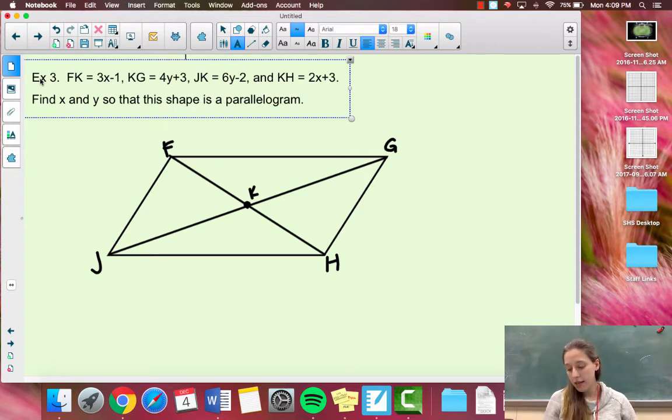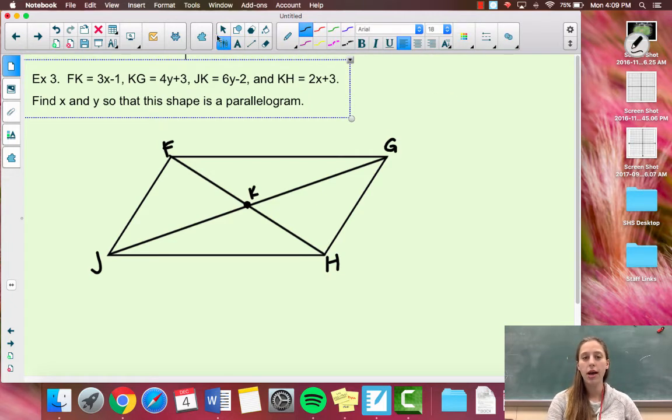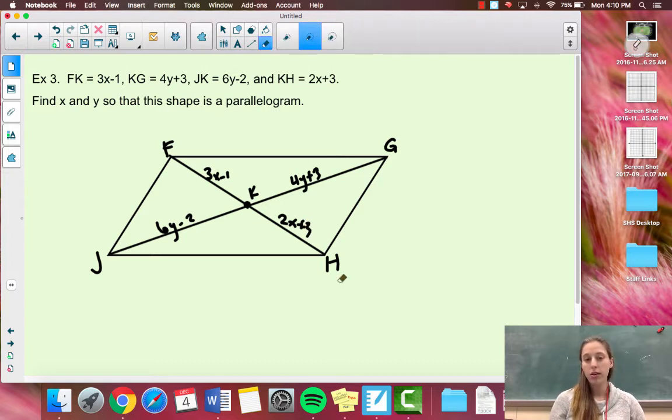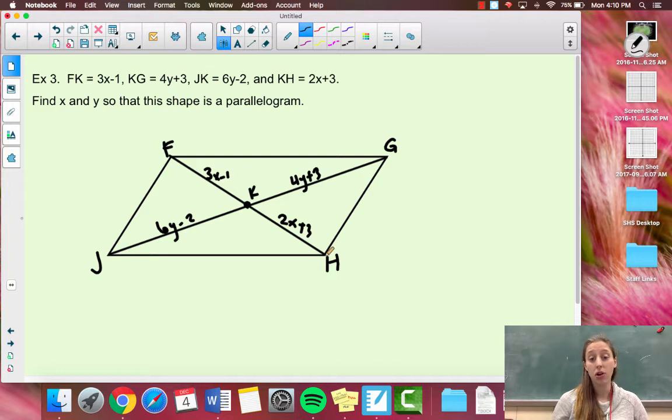All right, so anytime they give you this information, I would go ahead and label your picture. So from F to K, that's part of the diagonal, so that's that 3x minus 1. From K to G is another part of a diagonal, that's the 4y plus 3. J to K is the diagonal here, 6y minus 2, and then K to H is that 2x plus 3. So right now, they don't tell us that this is a parallelogram. All they tell us is it's a 4-sided figure, and here's some information. So what would I have to do in order to make this a parallelogram?